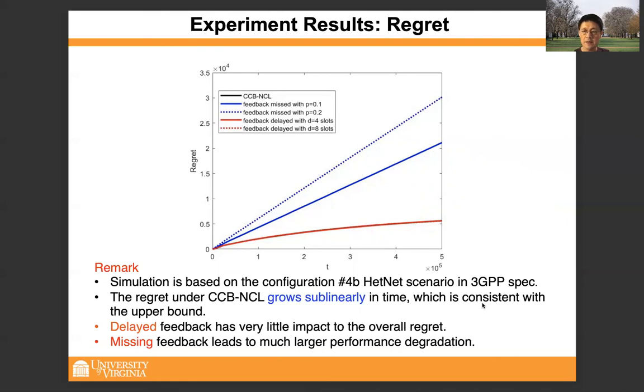Lastly, we also introduced the so-called missing feedback, meaning that the handover result is not received by the MME. We also show that this has some performance degradation, which is understandable because the MME cannot learn from this missing feedback. But overall, our conclusion is that this is a promising direction to reconsider how we construct neighbor cell lists and how we do mobility management. With that, I conclude part 4 of this tutorial.